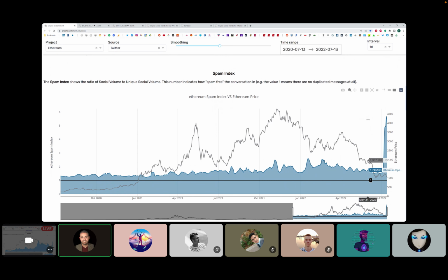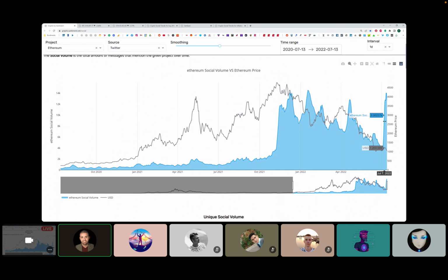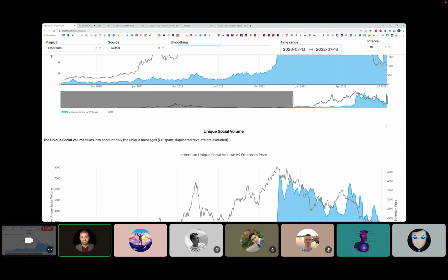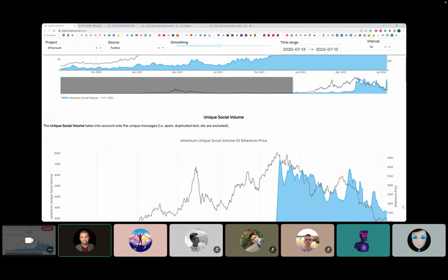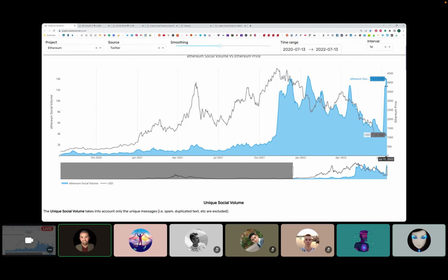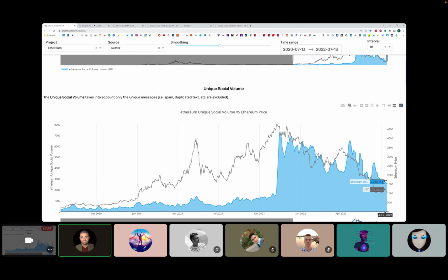So the spam index, while we just stick on Ethereum, I kind of like showing these metrics off on Ethereum rather than Bitcoin because there's a little more variety between hot and cold as time goes on. So the spam index is basically the ratio of social volume to unique social volume and shows the sudden influxes of multiple duplicated messages from the same accounts. And it's going to look somewhat similar to the overall social volume, especially right now, because we obviously see the big uptick here in social volume, but it's non-existent here.